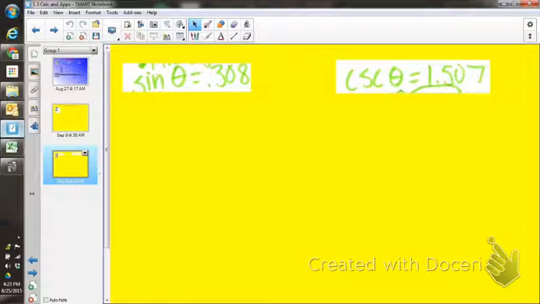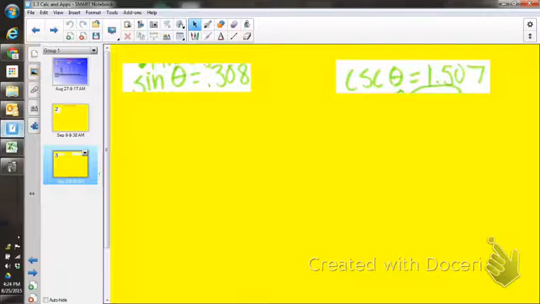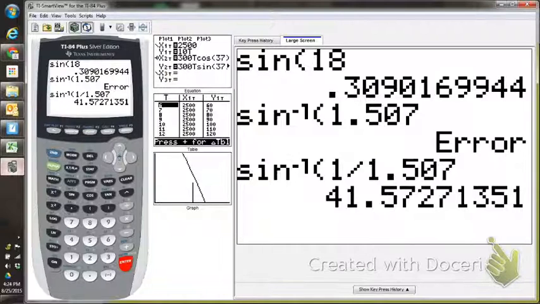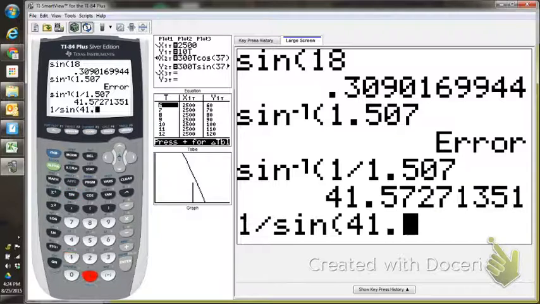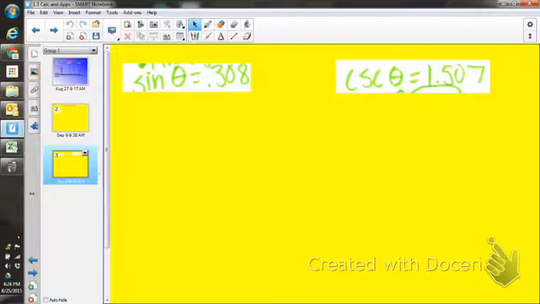And I can double check my answer if I needed to. So again, we said the cosecant of 41.6 degrees should equal 1.507. So all I have to do then is type in 1 divided by sine 41.6. I should get 1.507 to check my answer. So let's see, 1 divided by sine, because again I'm working backwards here and checking my answer, of 41.6, and I get that value. Alright, so the most difficult thing here again is just remembering I'm using inverse to find an angle, and I just need to know the 1 divided by deals with the ratio, not with the angle.